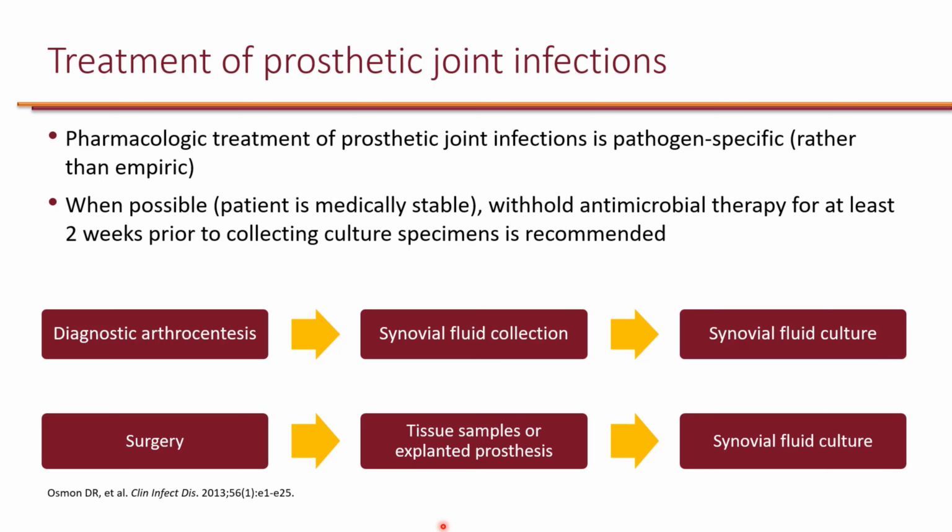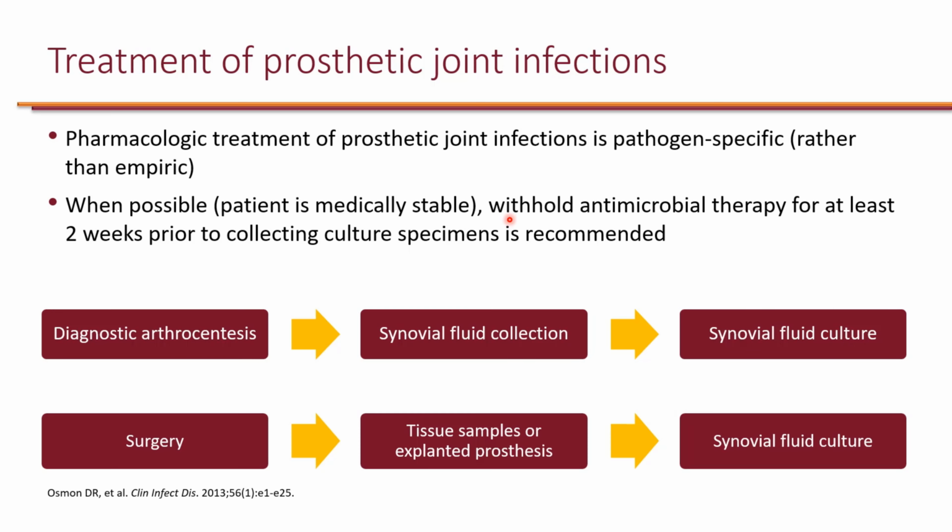Now, antimicrobial therapy for prosthetic joint infection is pathogen specific rather than empiric. What that means is that the antibiotics are selected based on the culture that we receive. And there are 2 ways to receive cultures. If a diagnostic arthrocentesis is performed, that's when we get synovial fluid and we can culture it, and based on the results we can choose antimicrobials.